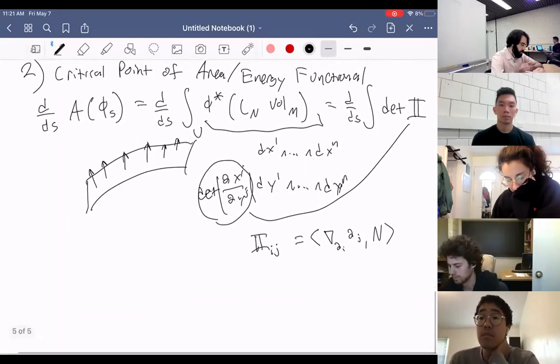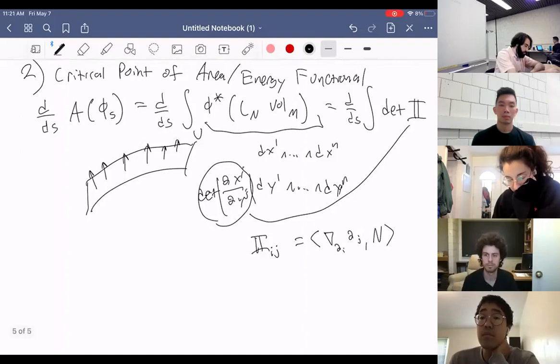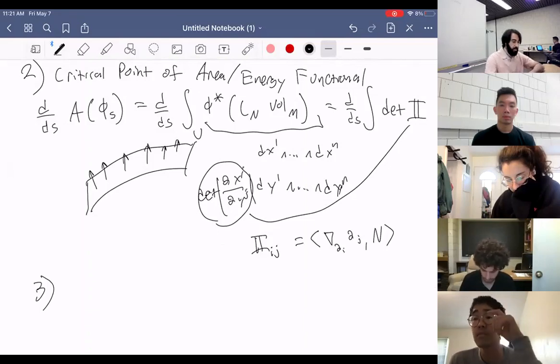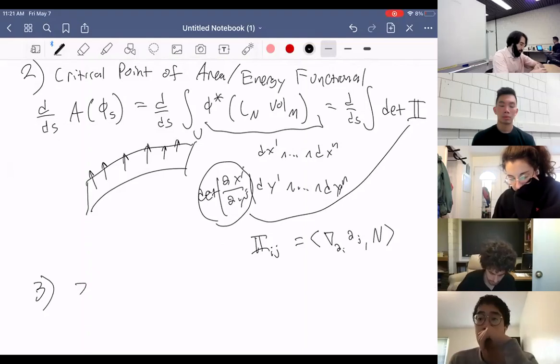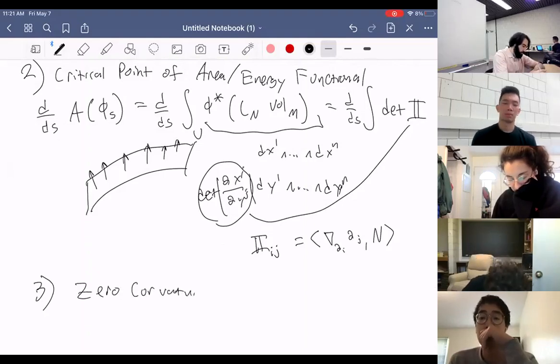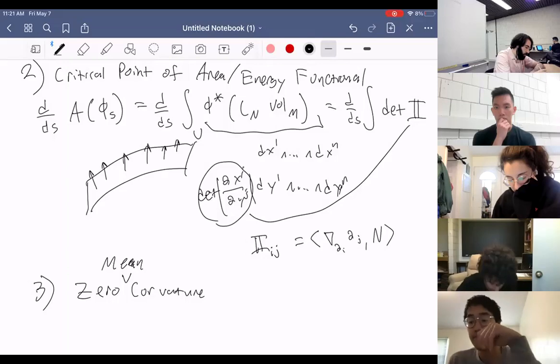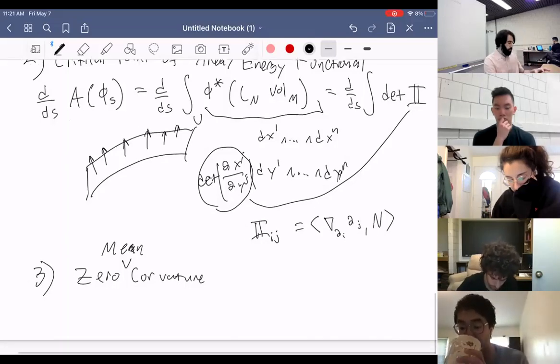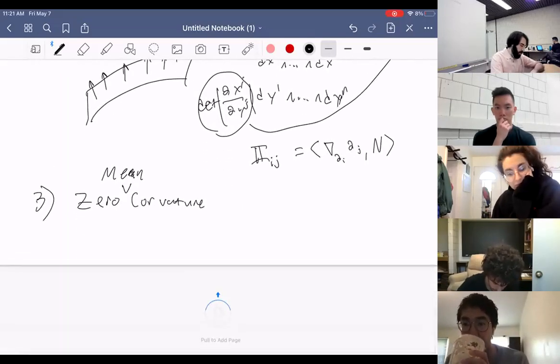And the last equivalent definition is that minimal surfaces have zero curvature, let's say. Except that's not exactly correct. So I should really say zero mean curvature or zero average curvature. Now, what do I mean by that?